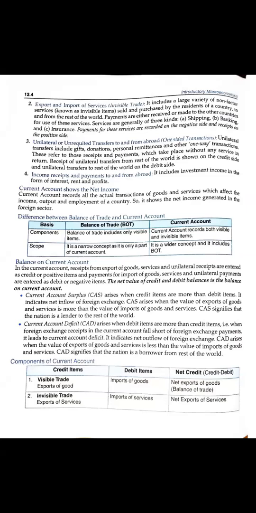So exports and imports of services, that is invisible items, invisible trade. It includes a large variety of non-factor services known as invisible items, sold and purchased by the residents of a country to and from the rest of the world. Payments are either received or made to other countries for using these services. Services are generally of three kinds: shipping, banking, insurance. Payments for these services are recorded on the negative side and receipts on the positive side.